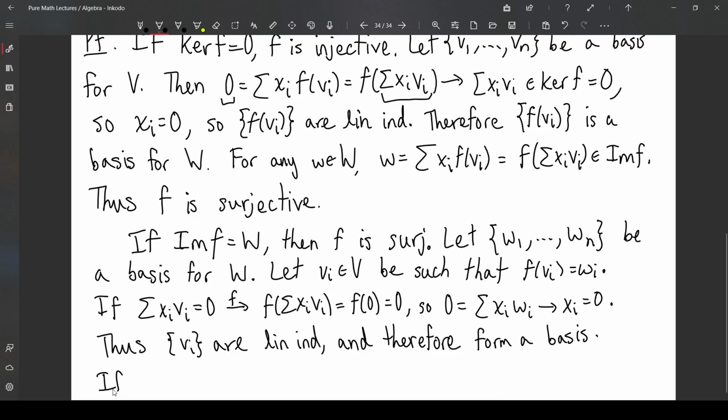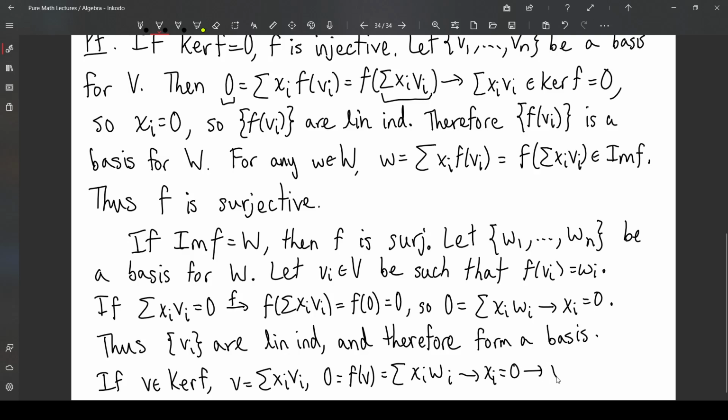So if I choose v in the kernel of f, I can write v in terms of the basis. And so 0, which is f of v, I can write as the sum of xi w sub i, which implies that the xi are 0, which implies that v is 0. Okay? So I went a little fast there, so let me back up and explain.